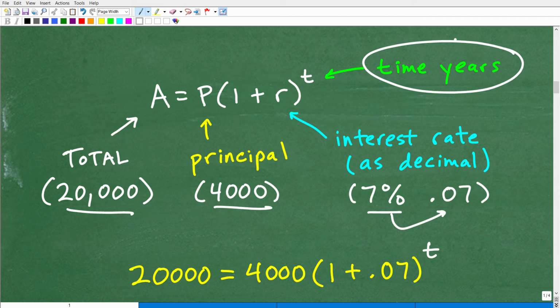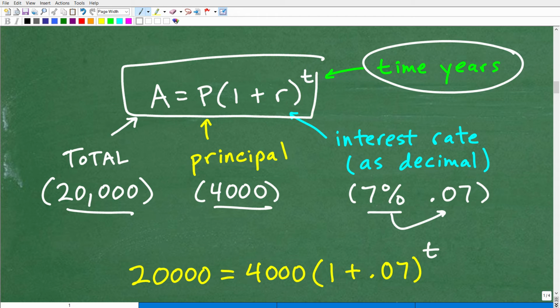That's time in years. But let's just notice this formula for a second, okay? Remember, I made the comparison to this formula, y equals 2 to the x power. Notice we have this little variable up in the exponent spot, okay? This is an exponential function. Same thing here, okay? This is an exponential function because we have this variable in the exponent.